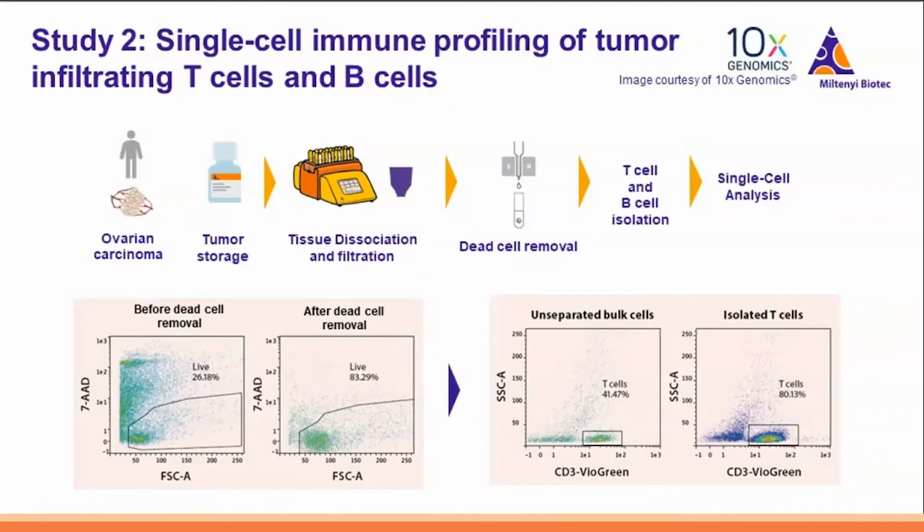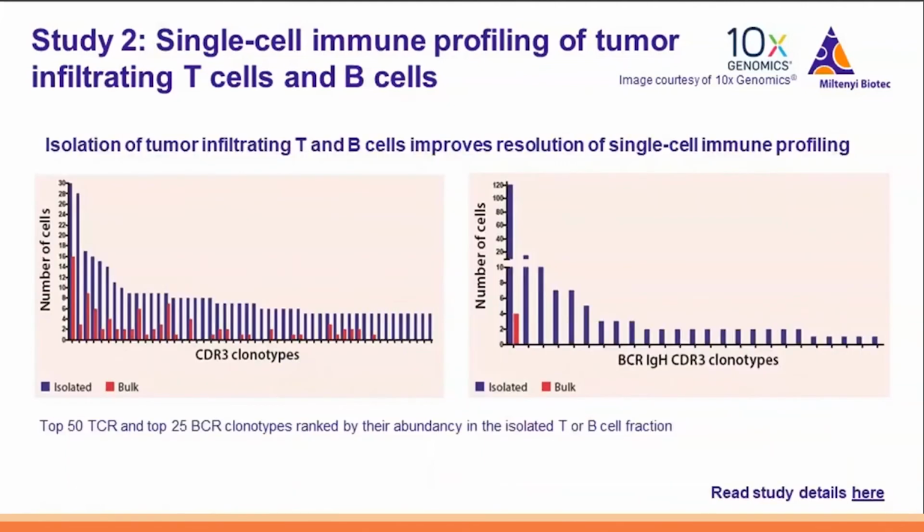And from this cell suspension, we isolated either T cells or B cells, and the dot plots on the right show the nice enrichment on the T cell fraction. The single cell genomic analysis on the clonotypes of T cells and B cells revealed a clear increase in the resolution in the samples where we analyzed the isolated T cells and B cells.